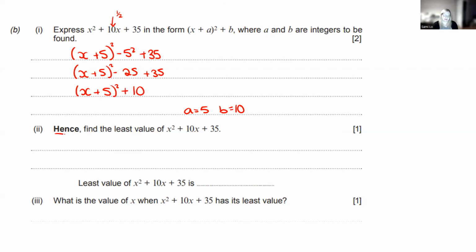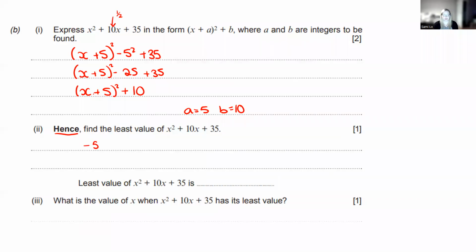Now it says hence. Now it's giving you a clue there. You've already completed the square, so you're going to be doing something with that completing the square. It says find the least value of x squared plus 10x plus 35. Well, we know whenever we square something, it becomes a positive number. So if I put x as anything lower than 0, like -1, -2, it's actually going to have a knock-on effect because you're going to be squaring it. So in fact, my x here would need to be -5.